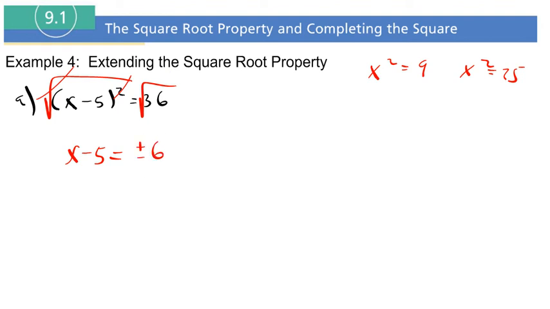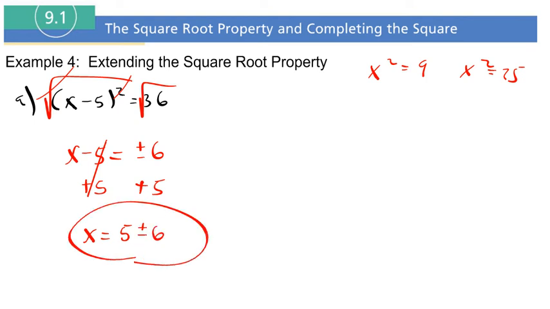Now we have one last step if we're going to solve for x here. I'm going to add 5 to both sides, because I always want to do the opposite operation of subtracting 5. So those are gone, and x equals, now watch how this works. The plus or minus is always going to go last, and whatever we added or subtracted will go first, so it'll be 5 plus or minus 6.